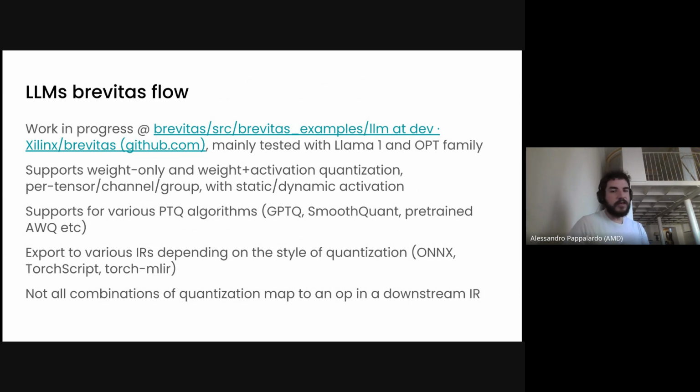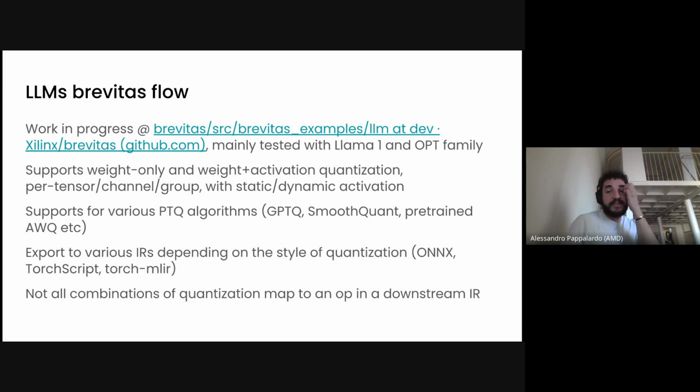There's GPTQ, which is to improve on the quality of weight-only quantization. There's MoodQuant, which is to improve on the quality of activation quantization. And there's also some support for AWQ, which is another algorithm from Song Han's group to improve on the quality of weight quantization. There is export to various IRs. Obviously, Torch-MLIR is one of them.